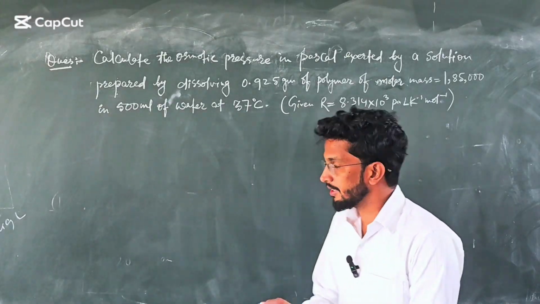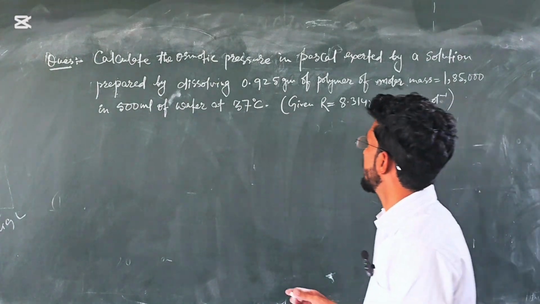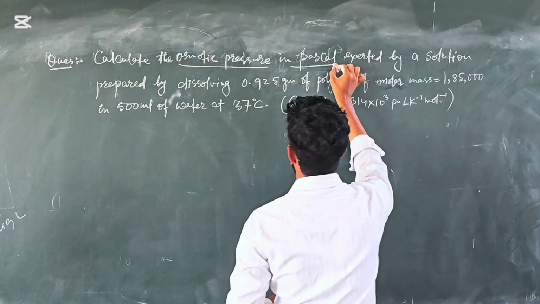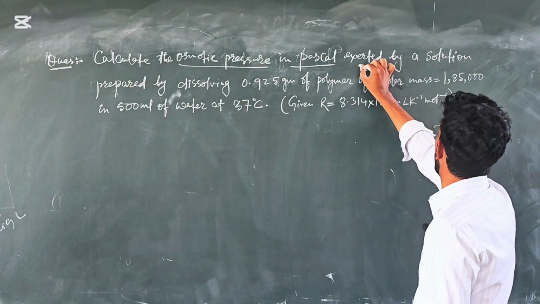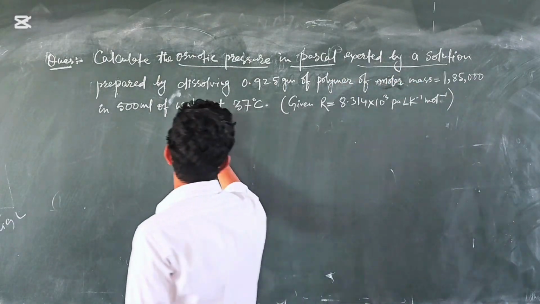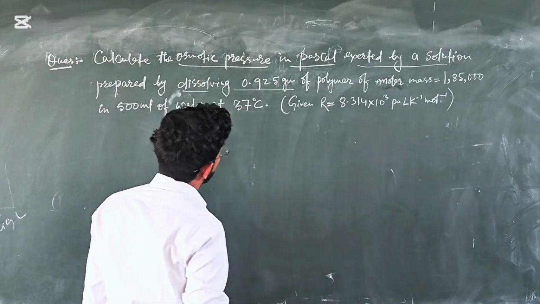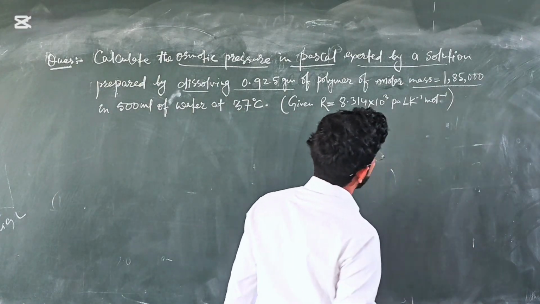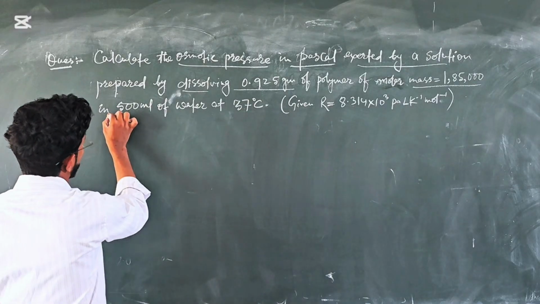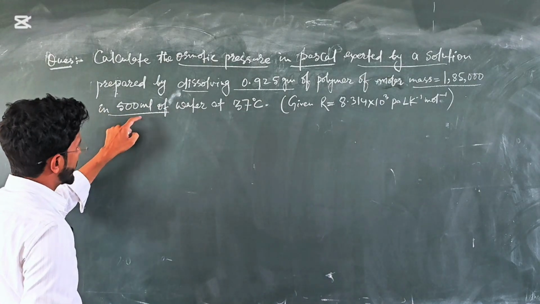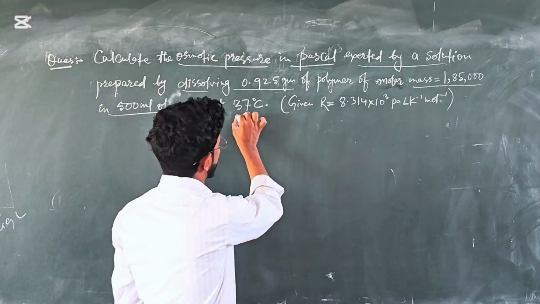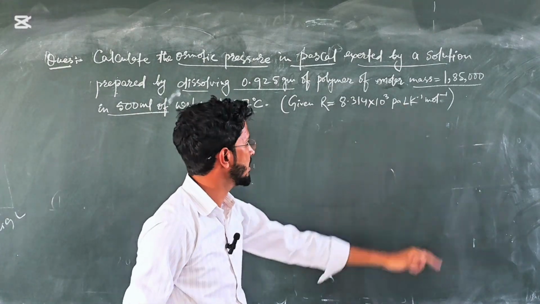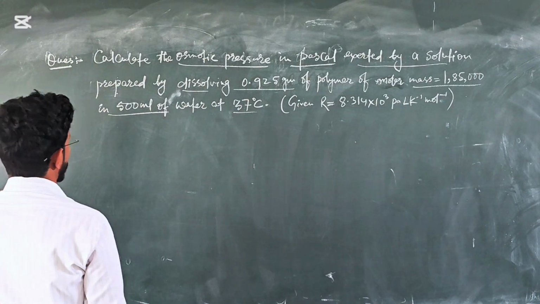Now if you see the next question, it is given: calculate the osmotic pressure. Osmotic pressure we have to calculate in terms of Pascal exerted by a solution made by dissolving 0.925 gram of polymer of molar mass 1,85,000 in 500 ml water at 37 degrees Celsius. Given value of R is 8.314 into 10 to the power 3 Pascal liter Kelvin inverse mole inverse.